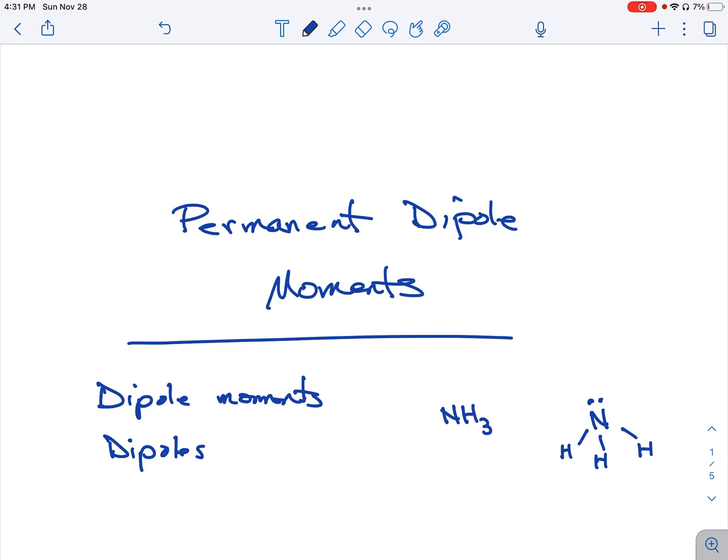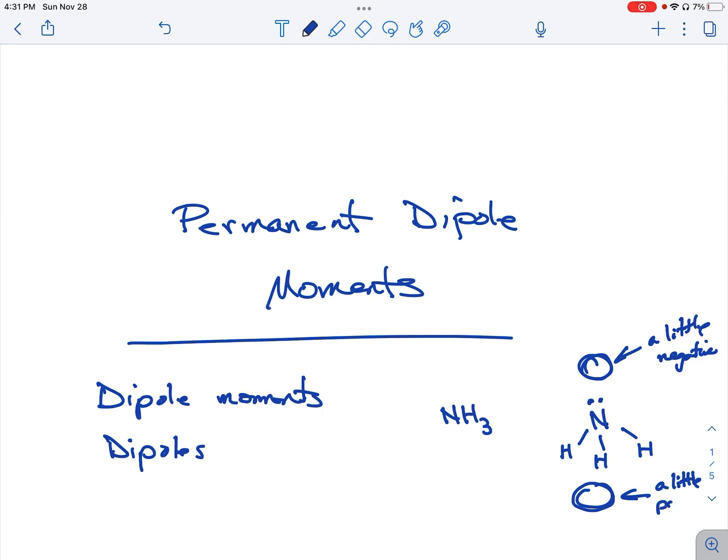And it turns out that over here on the nitrogen side of the molecule, we tend to have a little more negative charge. It tends to be a little bit negative. And on the hydrogen side of the molecule, the way I've drawn it, the bottom part, this side over here tends to be a little bit positive.